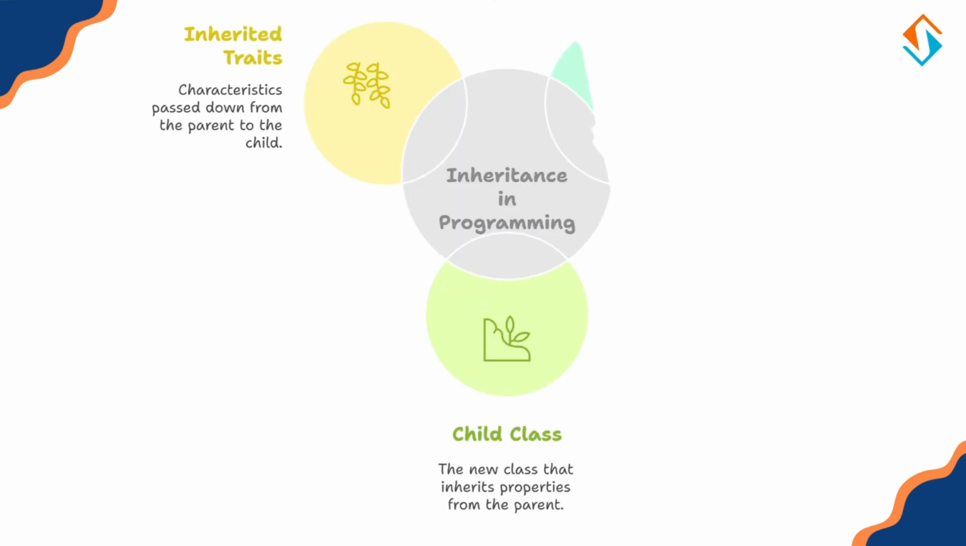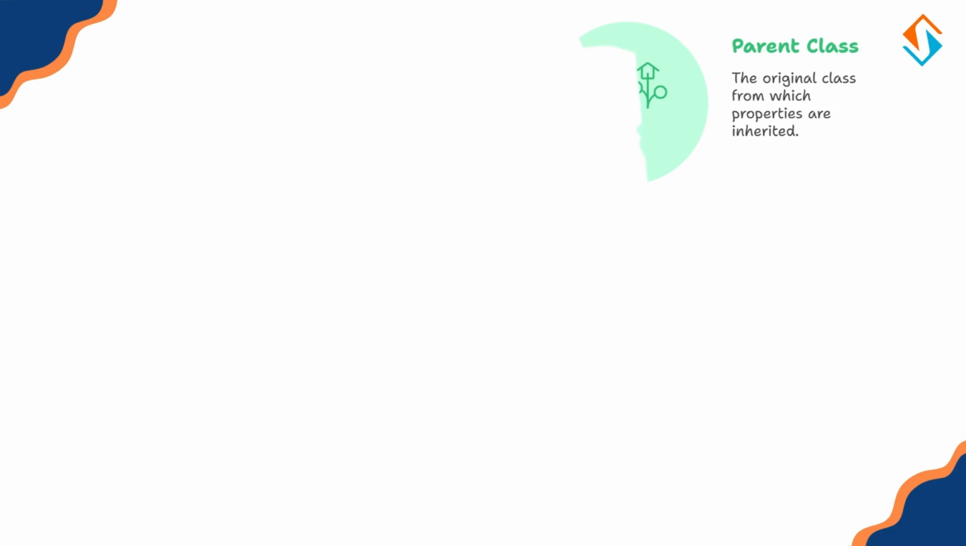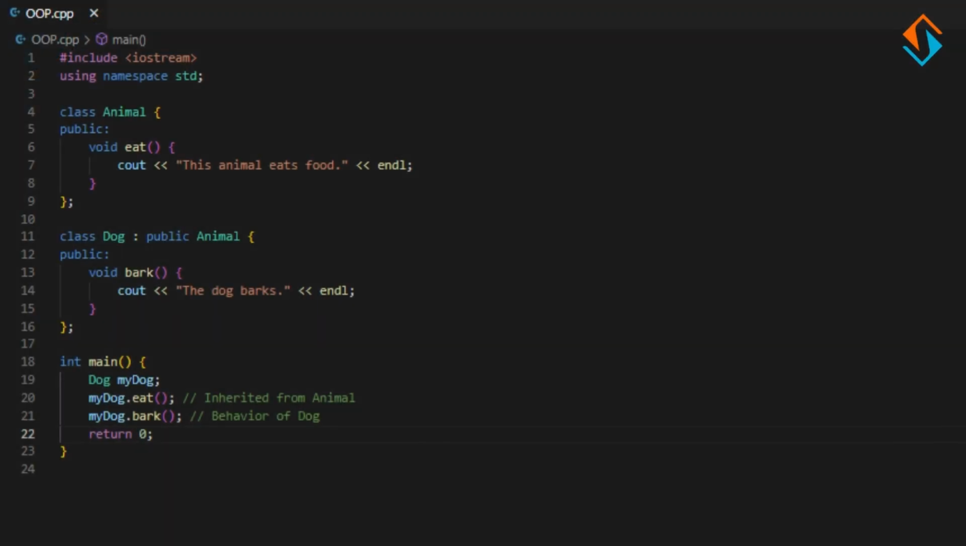Okay, this is where things get really cool. Inheritance means you can take a class and create a new class from it. It's like saying, if my parent has blue eyes, I'll have blue eyes too. The animal class has a behavior called eat. The dog class inherits it and adds its own behavior, bark.